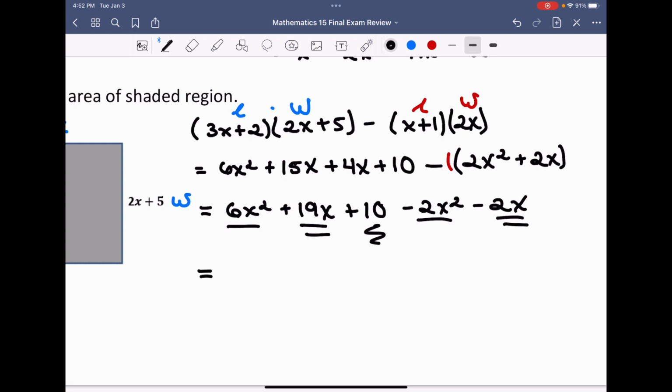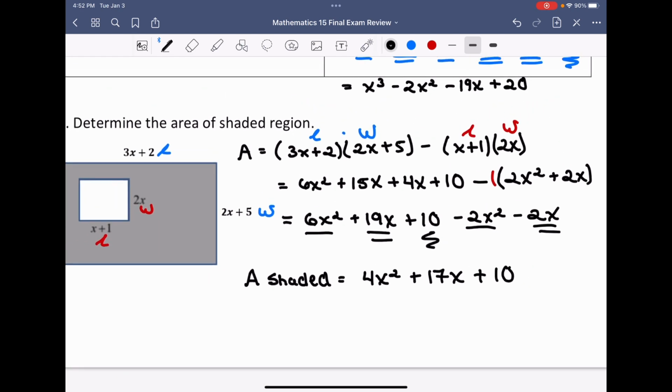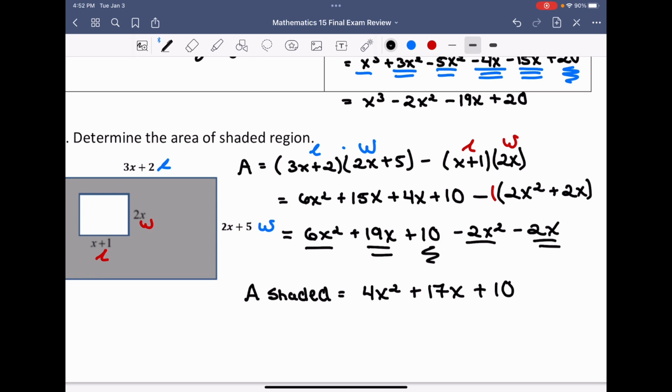Okay, so the area of the shaded region, I'm going to call it this, area that's shaded, is equal to, and maybe I should have done that above here too, area is equal to, and we go down, area of the shaded, it is equal to 6x squared minus 2x squared is 4x squared. 19x minus 2x is equal to plus 17x. And then the constant that's available is just plus 10. There's nothing to combine that with. So there is the area of the shaded region. We take the larger rectangle, or the whole rectangle, and subtract away that little hole or that gap, and that's going to give us whatever the shaded region is. It's represented by this trinomial, or three monomials coming together here.